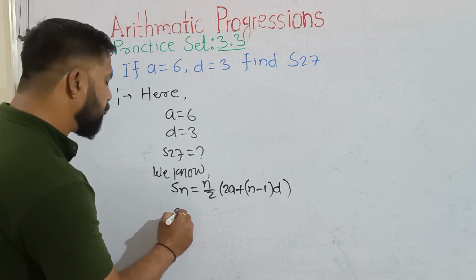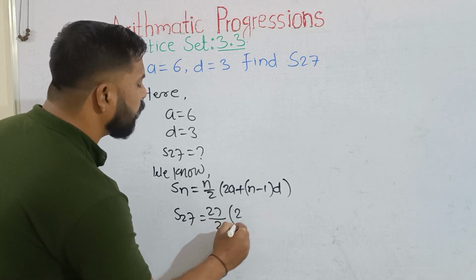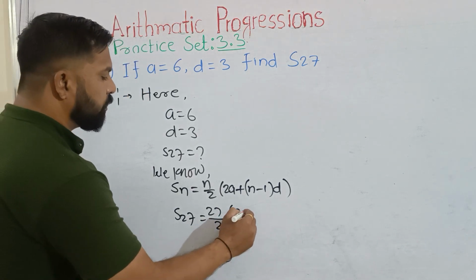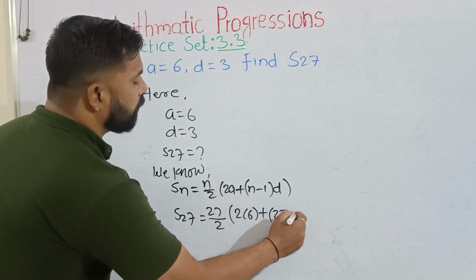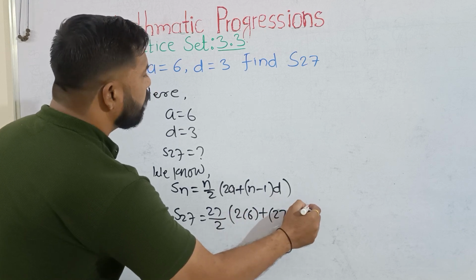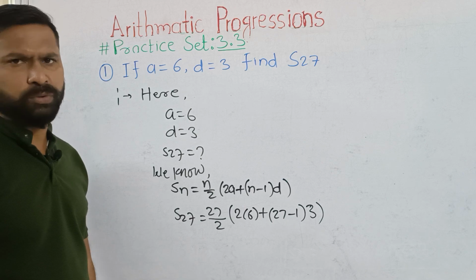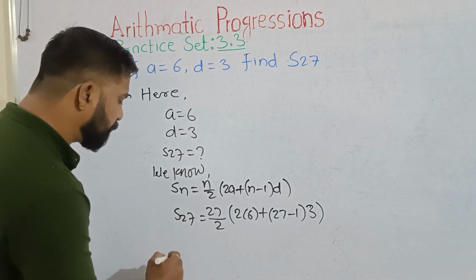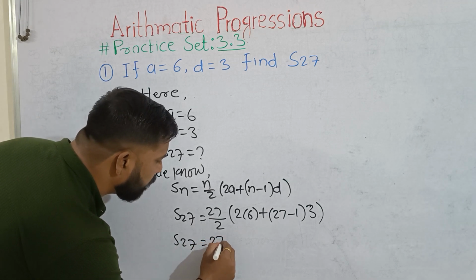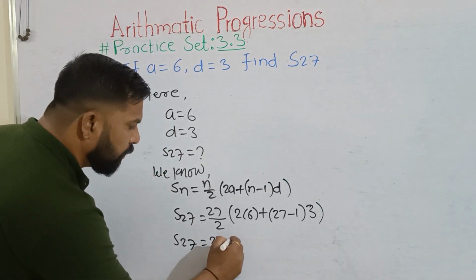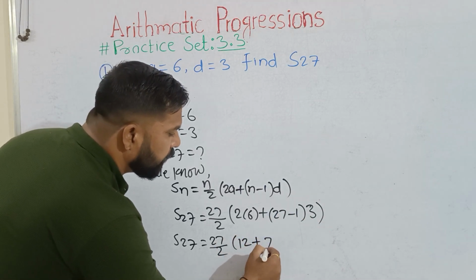What we want to find? S27. 27 by 2 into 2a, 2 into a. What is a? 6. Plus n, what is n? 27 minus 1 into d, 3. Bracket close. We have just substituted the values. Now what we have to do? S27 is equal to 27 by 2 as it is into 12 plus 26 into 3, 78.